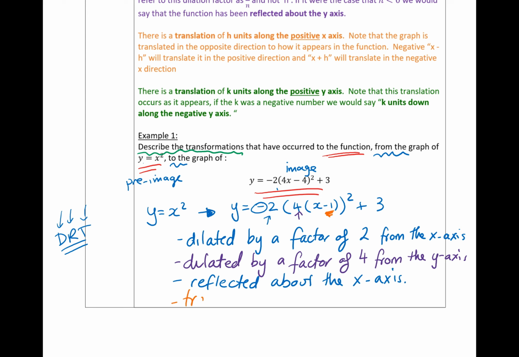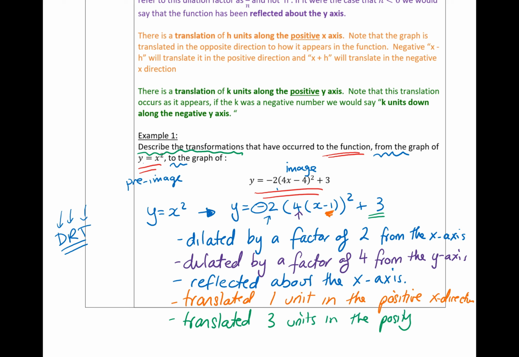After that happened, we've translated 1 unit in the positive x direction. Now some people might say 1 unit right along the x-axis, and that's fine, but just be careful when you're doing that. If you're saying right and left, don't say positive or negative. Do one or the other, because if you said left in the negative x direction, that's actually moving to the right. So the final thing to describe is this plus 3. So we would say that it's been translated 3 units in the positive y direction. That's it. We've described the sequence of transformations that took the graph y equals x squared to the graph y equals negative 2 outside of 4x minus 4 squared plus 3.